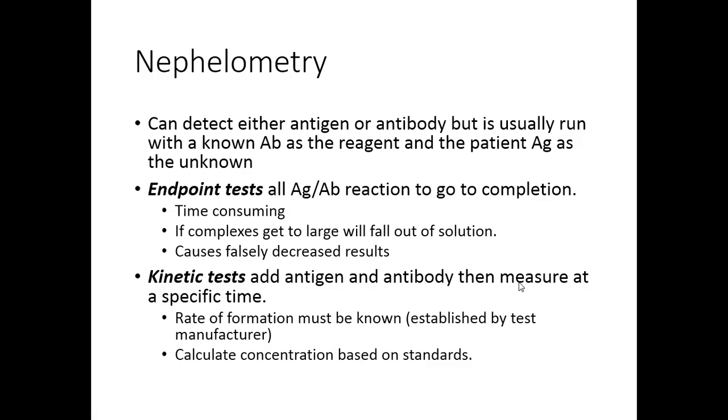You have to know a lot about the test to do it. The manufacturer tells you what the rate of formation is, how rapidly antibody and antigens are known to form. And then you're going to again calculate concentration of antigen-antibody complexes based on those standard curves. This is faster than those complete reactions, but I'm not going to say it's fast.